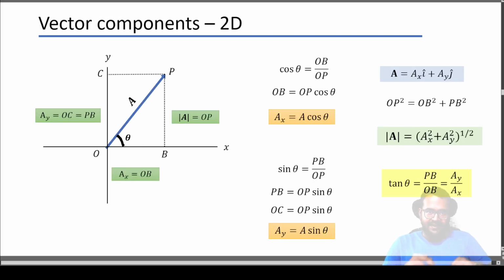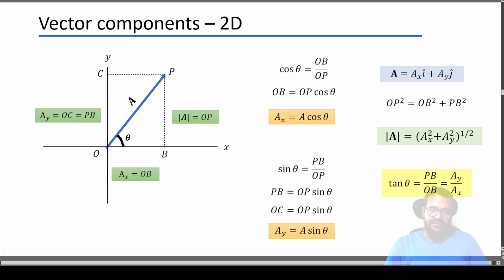Okay, now let's see the components. If you have a vector A, you project your A on the x-axis. So that projection OB becomes the component. That is the geometric definition of the components. The components are the projections on the x, y, and z axes. This AX is OB. If you project your vector on the y-axis, this OC is your AY, the component of A on the y-axis.